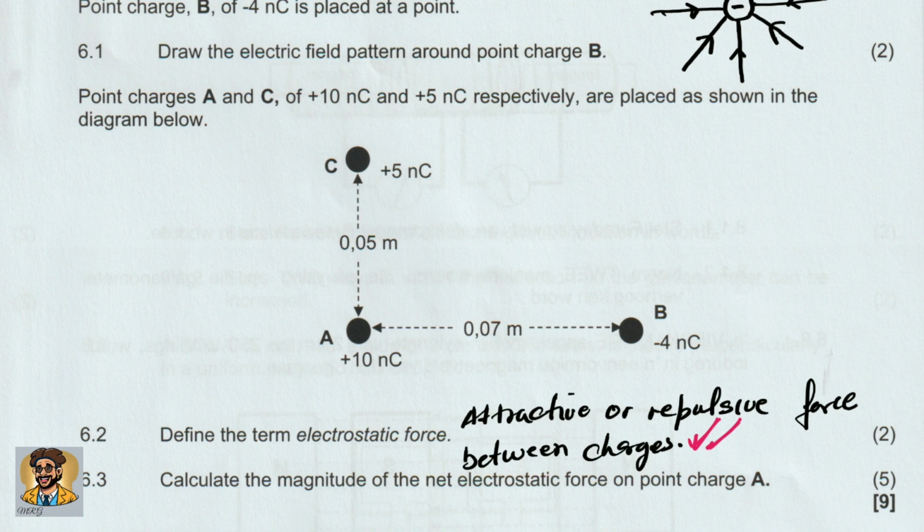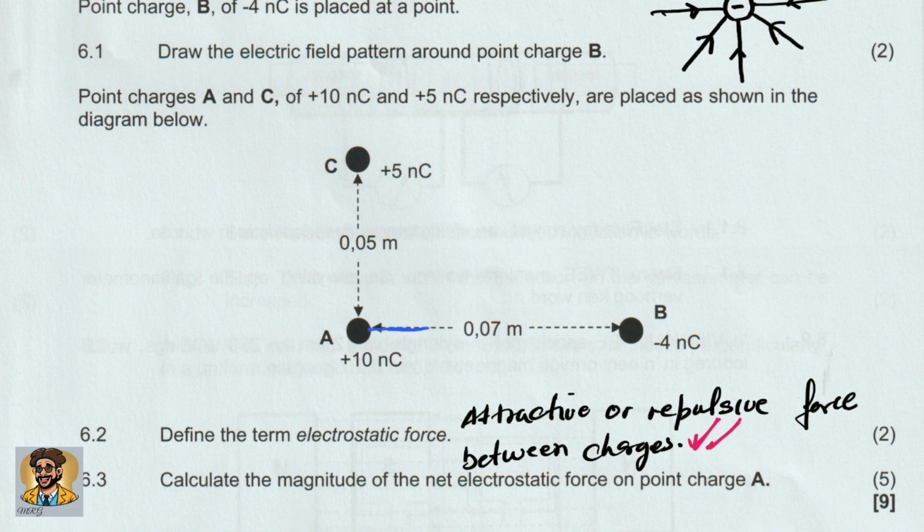Question 6.3: calculate the magnitude of the net electrostatic force on point A. Now we need to know what is going to happen to A due to B as well as C. So we are going to work first with B. What is B doing to A? Please don't get confused, we're working with A. A and B are attracting each other because B is negative and A is positive. So B is pulling A towards the right.